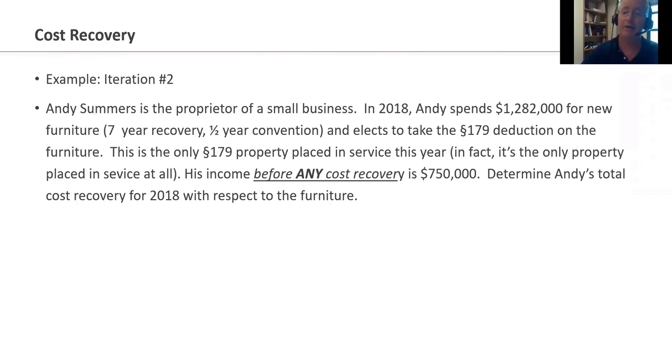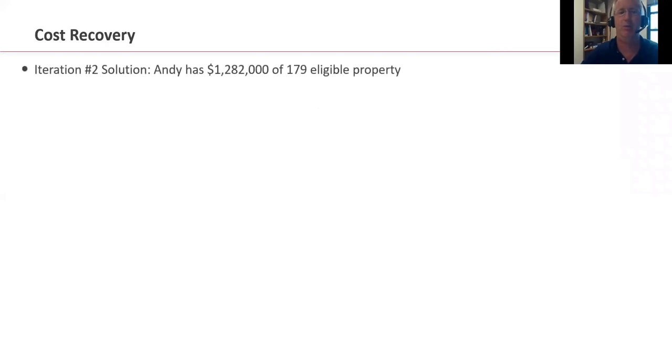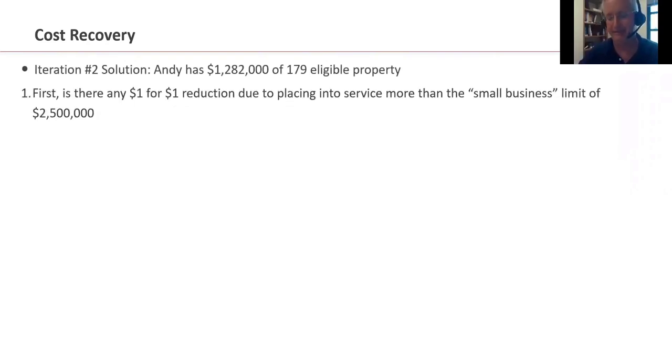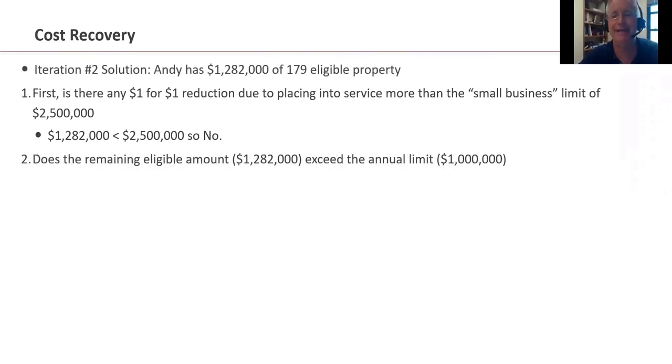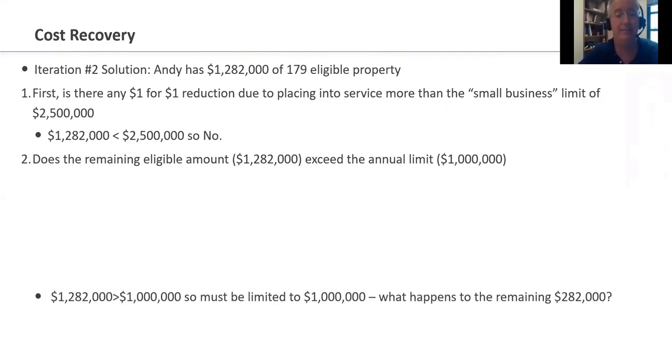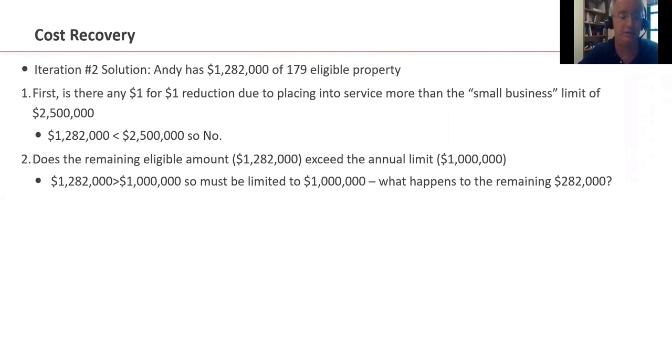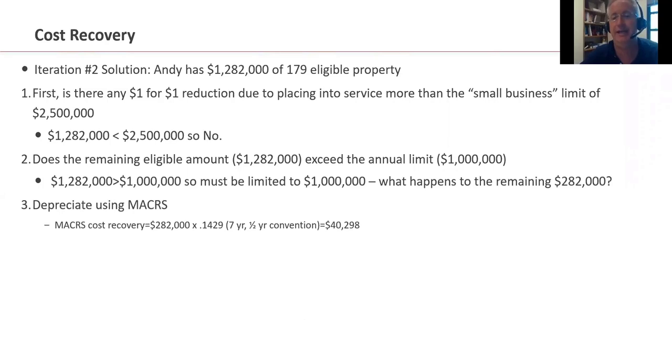Okay. So now that we know that's a problem, let's walk through the steps anyway. We're going to do it one by one. Step one, he's got 1,282,000 of 179 eligible property. Does he blow through the small business limit of 2.5 million? No. 1.2 is less than 2.5 million. No phase out. Awesome. Does the remaining eligible amount exceed the annual limit of $1 million? Yes, it does. By how much? $282,000. So what do we do? Maker's depreciate it. We already know that maker's depreciation on $282,000 is $40,298.